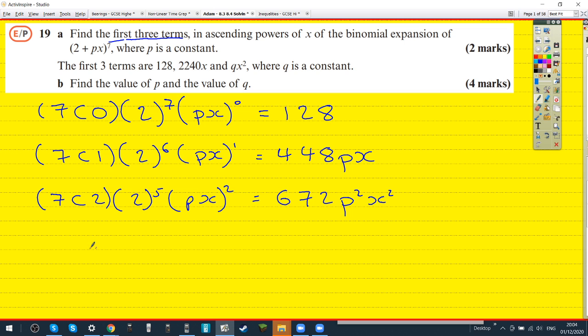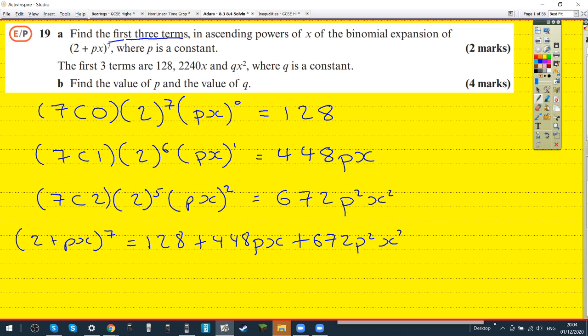Okay, part B. And so the first three terms of 2 plus px to the power of 7 are 128 plus 448px plus 672 p squared x squared. But they only wanted the first three. Okay, part B.